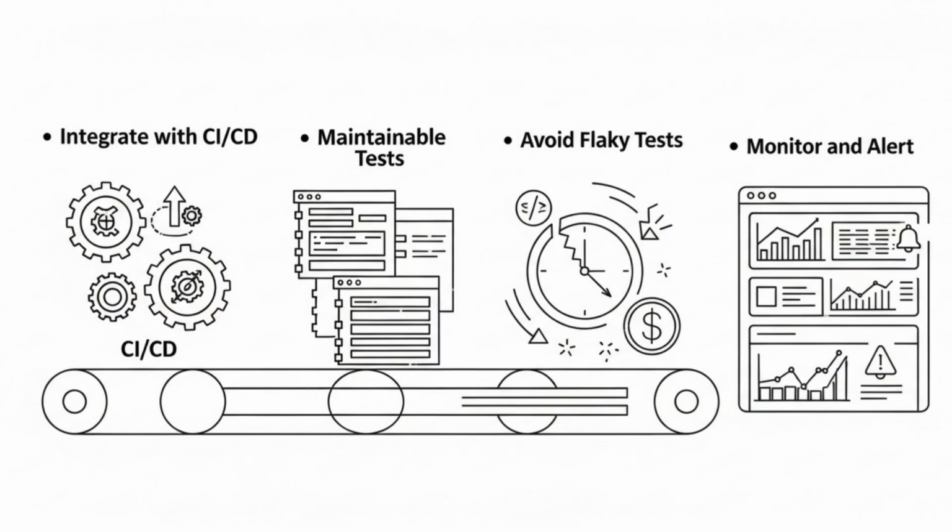Finally, don't forget to monitor and alert. After deployment, continue to monitor your API's interactions with its dependencies in the real world. Set up alerts for integration failures. By following these guidelines, you'll build a robust, reliable API that stands the test of time.